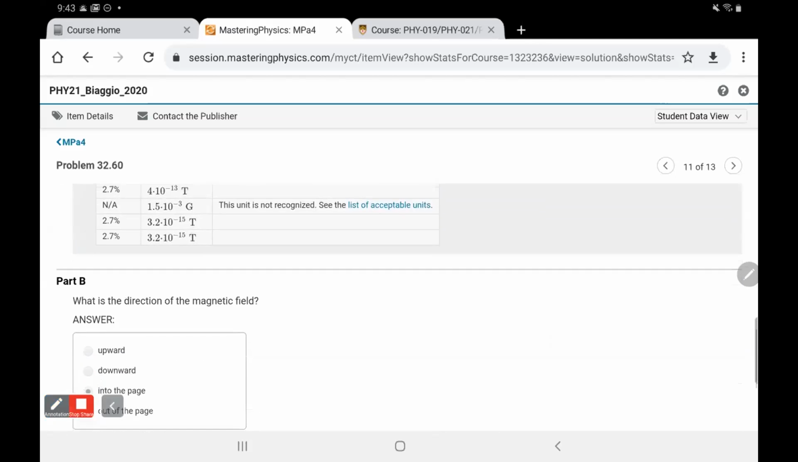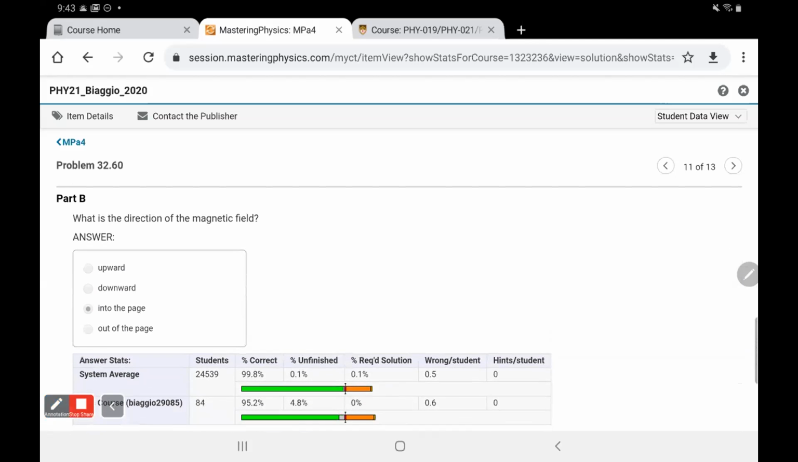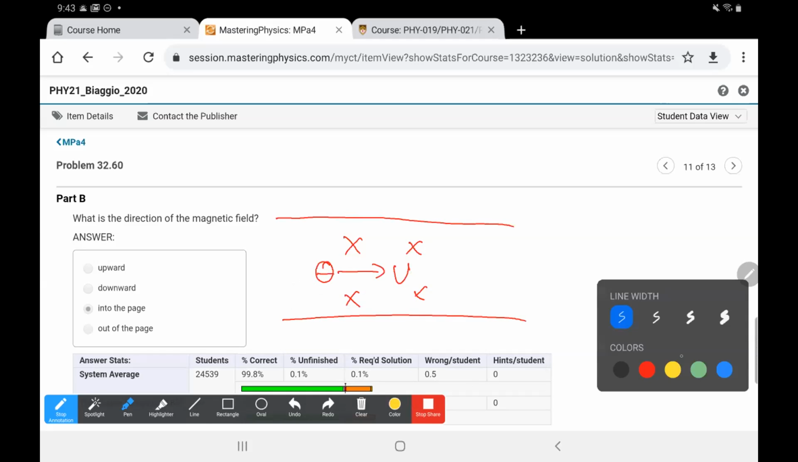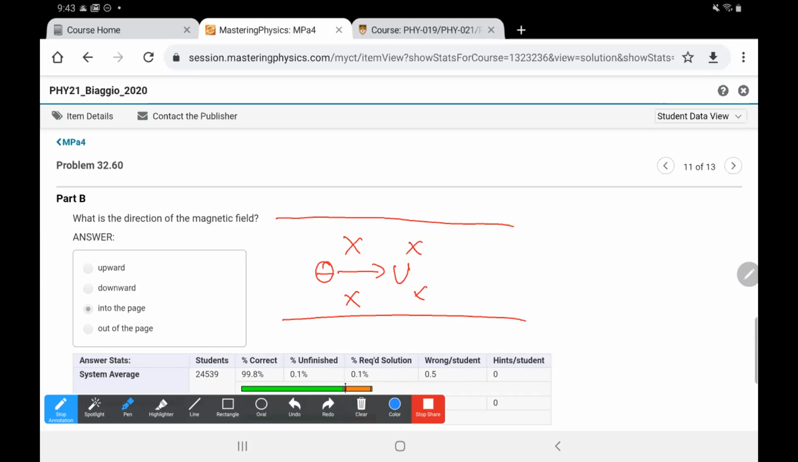Second one, what's the direction of the magnetic field? I just derived that it should be into the page. Okay, if we have a negative charge moving this way, then the magnetic force goes down. The electric force goes up.